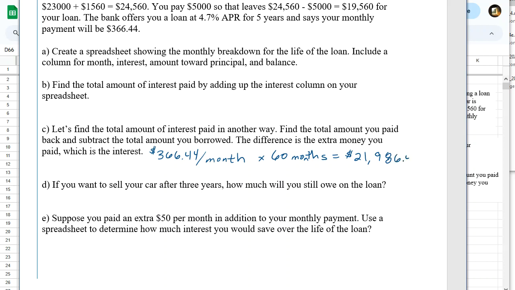Now, how much did we borrow? Well, we only borrowed $19,560. So if I subtract off $19,560 from that, that is the extra that I paid. I paid more than I borrowed, right? So that additional amount that I paid back over what I borrowed is interest. And if I subtract those, I'm running out of space, I'll write it over here. I get $2,426.40.